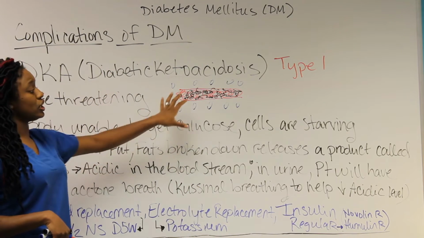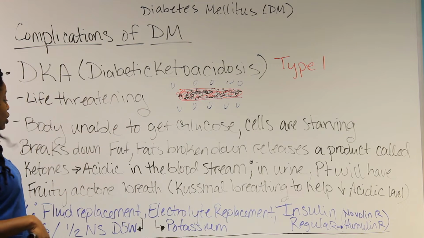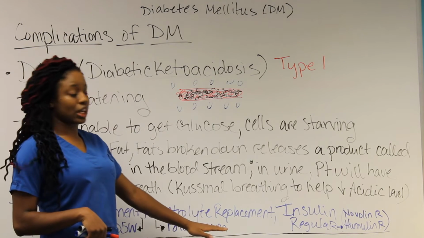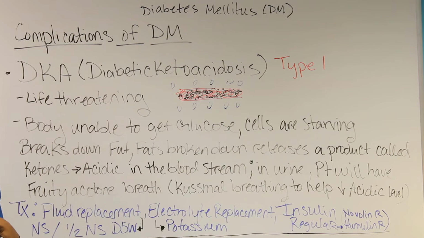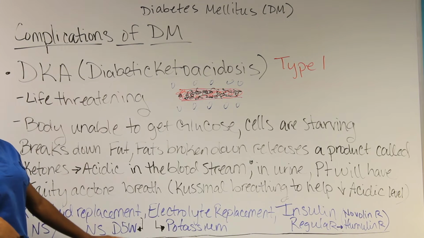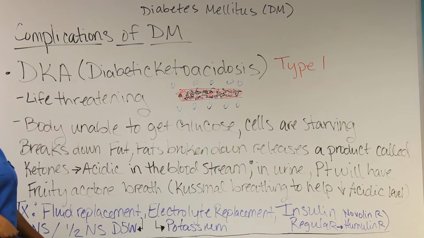It's a life-threatening condition, and you get the understanding of that, all right? And now the treatment. So your treatment, you're going to have fluid replacement, okay, electrolyte replacement, and then insulin, okay? So for fluid replacement, you may use normal saline, and you may use half normal saline, or you may use D5W once you've already used normal saline or half normal saline.